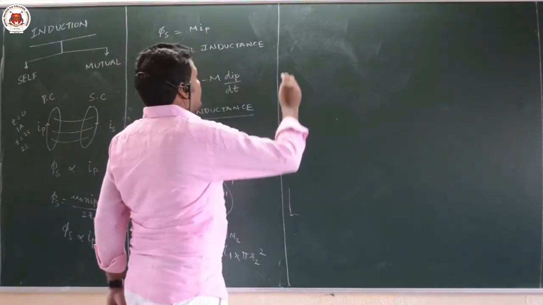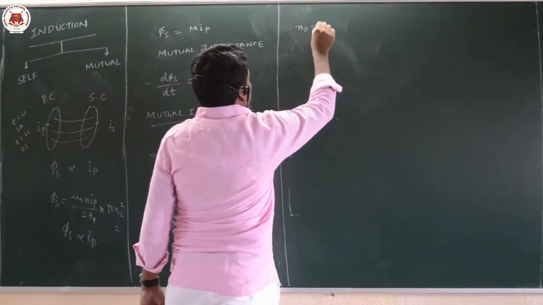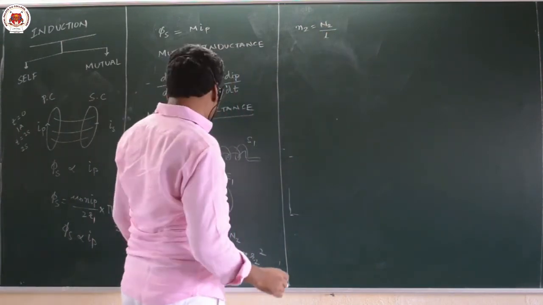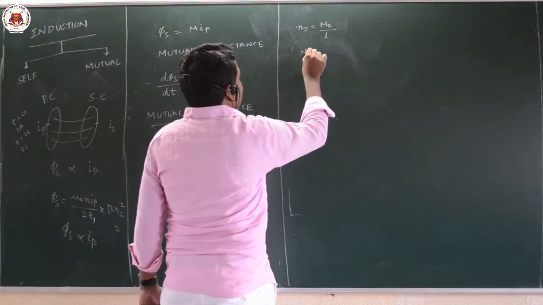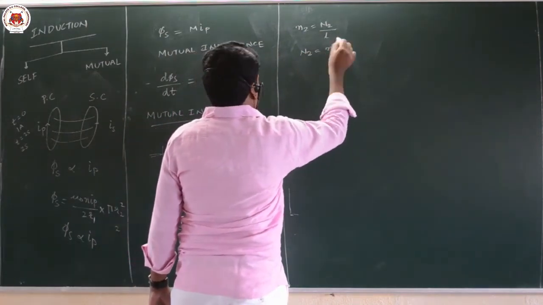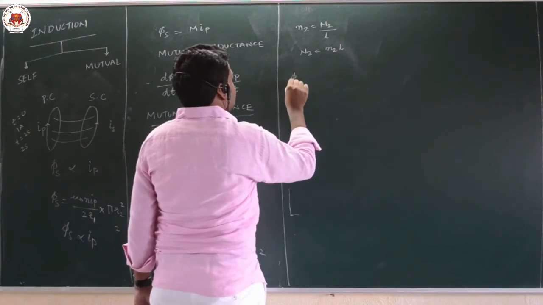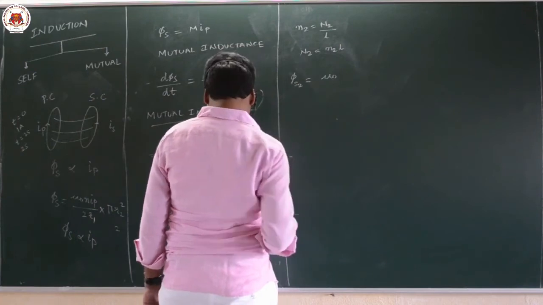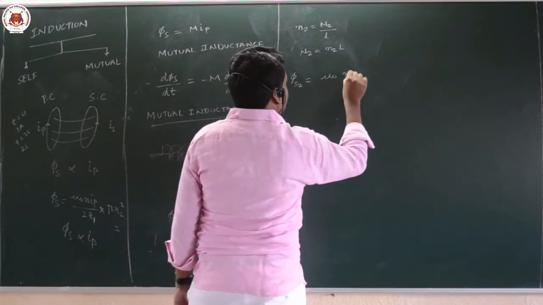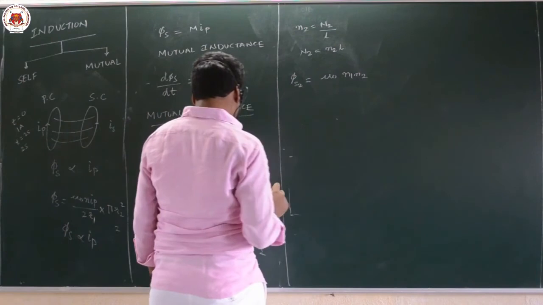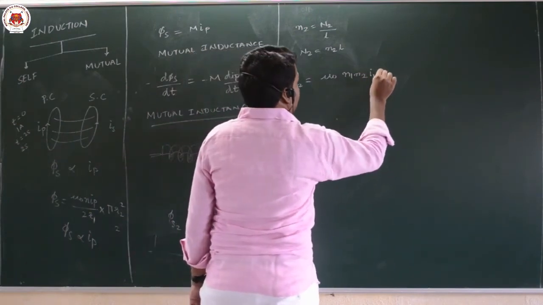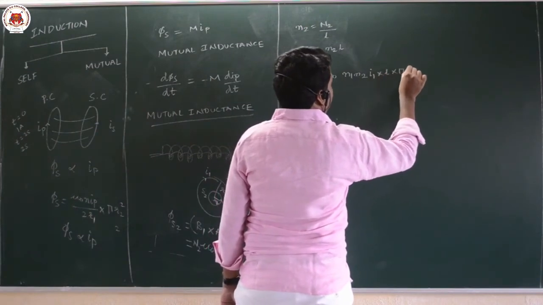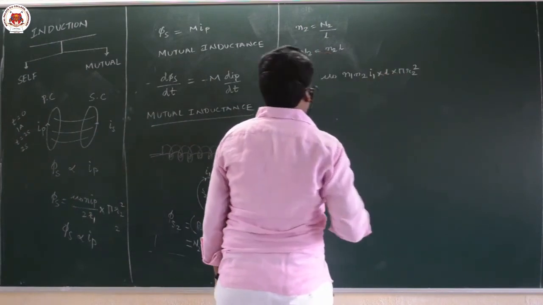Similarly, small n2 is equal to capital N2 by L, because number of turns per unit length. So, this N2 I will write as small n2 into L. So, flux linked with secondary will become mu naught n1 n2 I1 into L into pi R2 square.